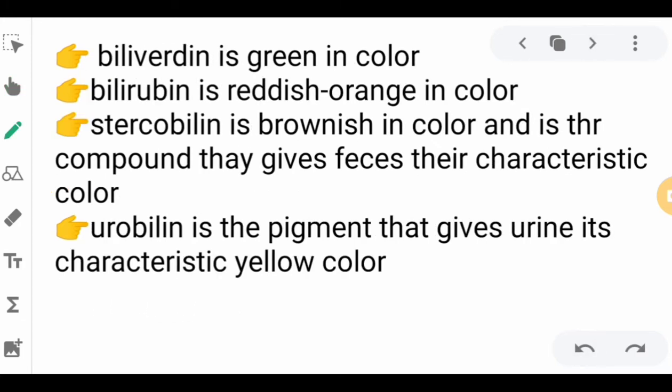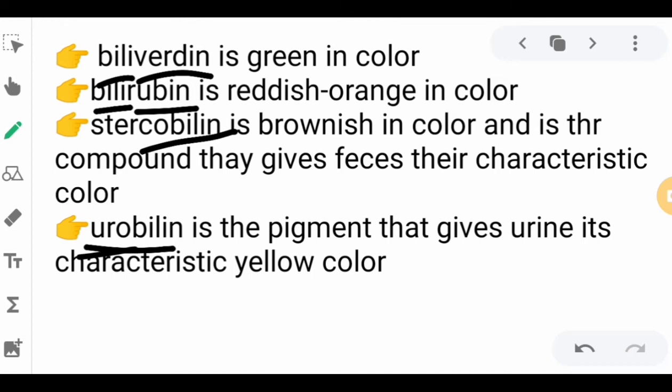Biliverdin is green in color. From the word verdin, it means green, and bile means bile. Bilirubin is reddish orange in color. Rubin means reddish or orange in Latin, and bile means bile. Stercobilin, the cobilin part, means brownish in color, and it is the compound that gives feces their characteristic brown color. And urobilin is the pigment that gives urine its characteristic yellow color. From the uro, it means urine.